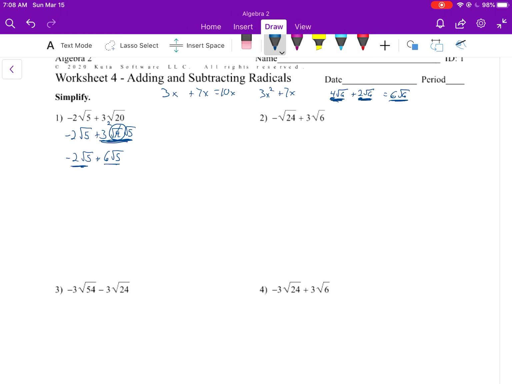They both have just a square root of 5. So now we just combine them. We have negative 2 square roots of 5 plus 6 of them gives us 4. So really we're just adding the negative 2 and the 6 to get the 4, and we keep the square root of 5. And that's how you're going to work through 2, 3, 4, and 5.